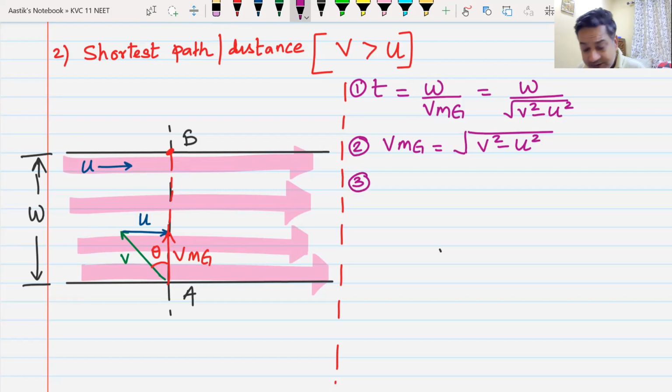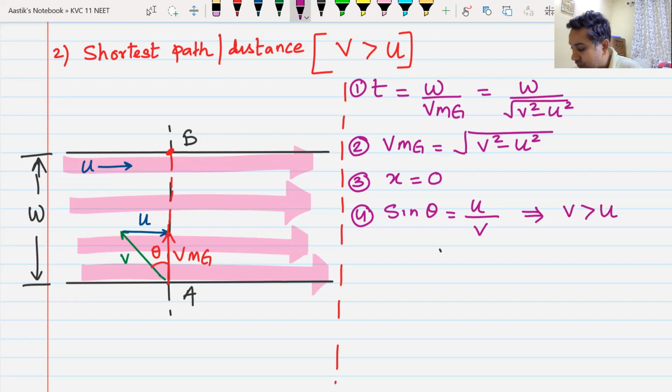This is not the shortest time, but the path is shortest because your drift is 0. Now you can find out the value of this angle. You can find it out in different ways. The simplest way is sine theta equals U divided by V. Now sine theta is always less than 1. This implies that this equation is only possible when V is greater than U. I hope you are getting my point. Yes or no?